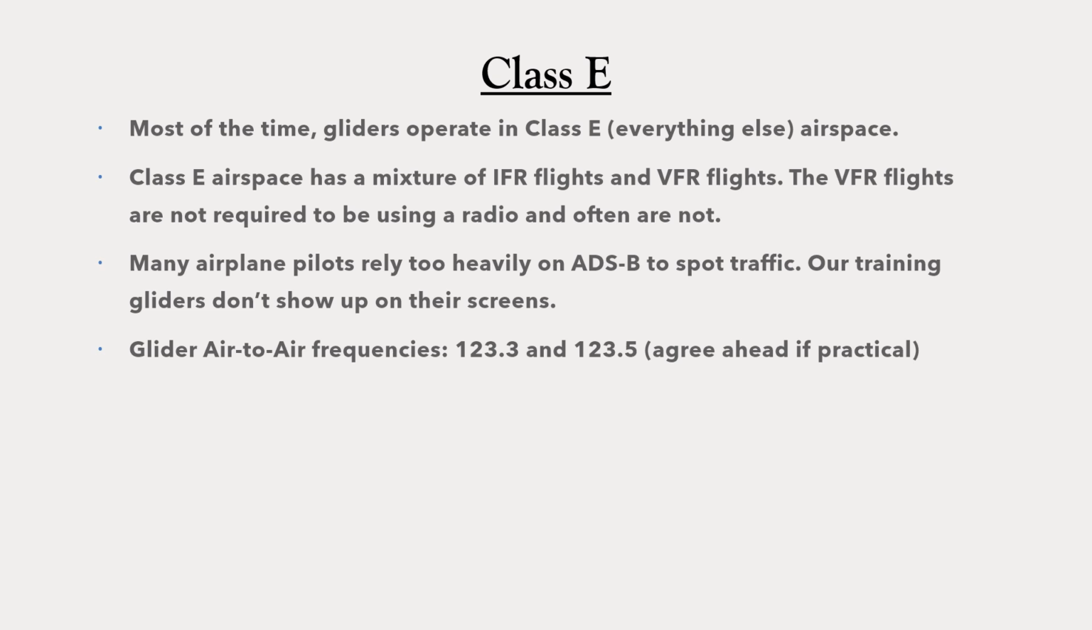There are a couple of frequencies that are used for air-to-air glider traffic, 123.3 and 123.5. When you fly in gaggles with other gliders, which you probably won't do too much during your training phase, but it happens more often later, it's good to agree in advance what frequency you're going to use to talk to each other, so that if you're in thermals in close proximity to other gliders, you have an opportunity to talk to them and sort things out on the radio.